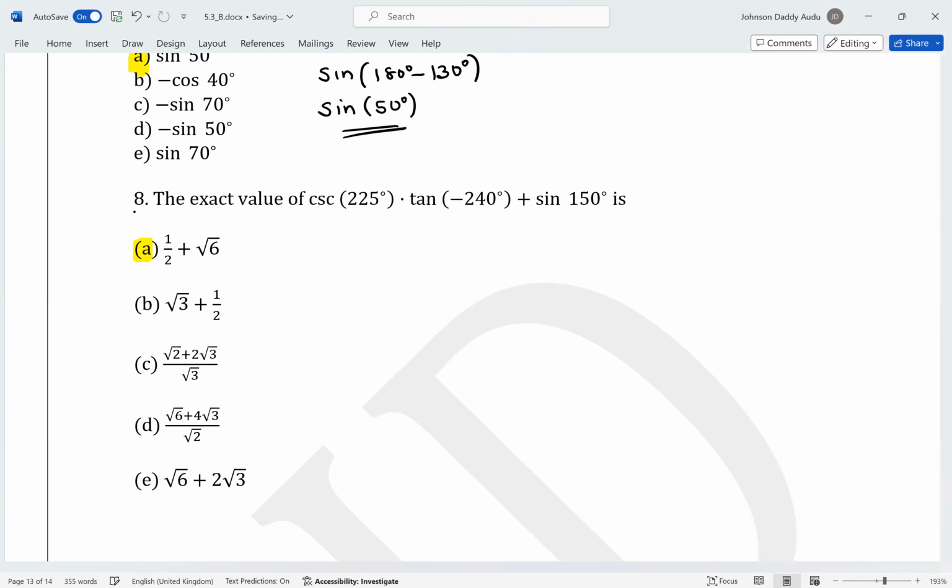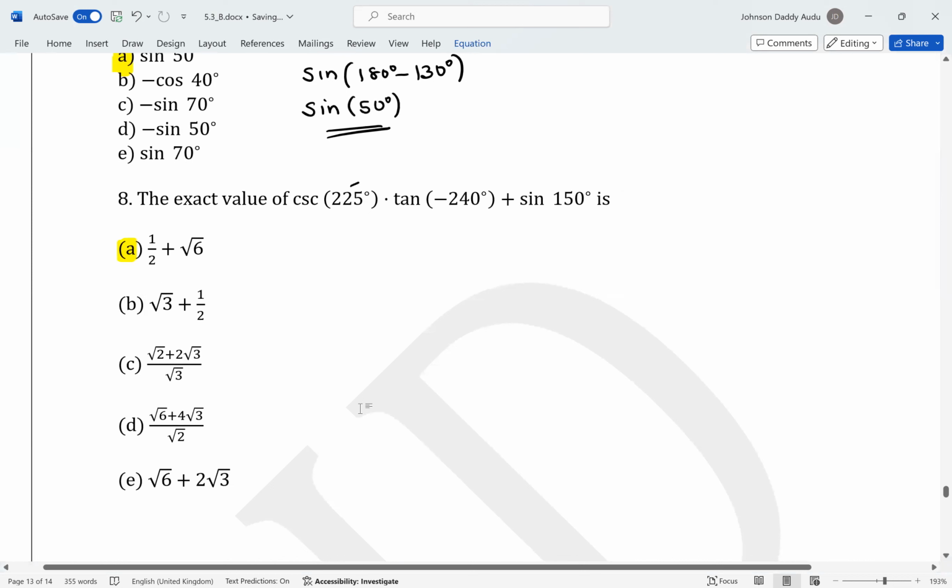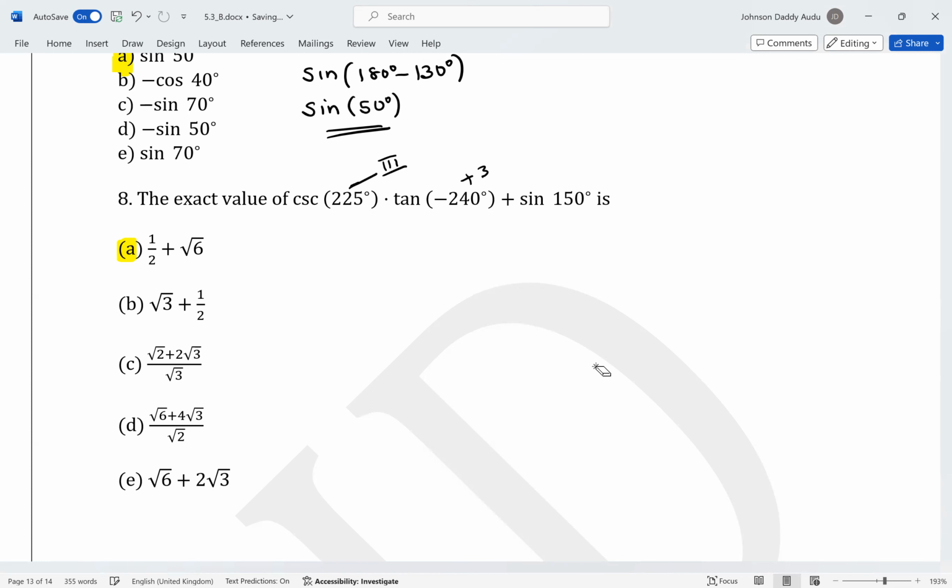So this one, the exact value of cosec 225. So 225 already is between 0 and 360. So we can find its quadrant easily. 225 should be in quadrant 3. Here, two things you can do. This is minus. Here we can add 360 to it. So it's okay. So let me just keep it first like this at this level.